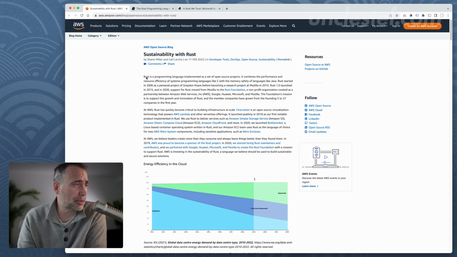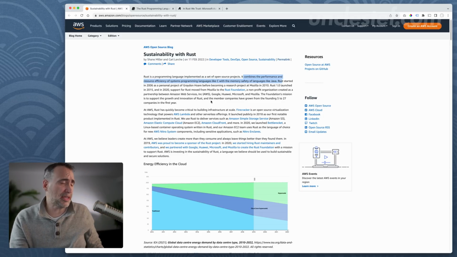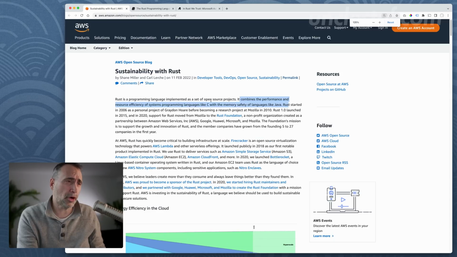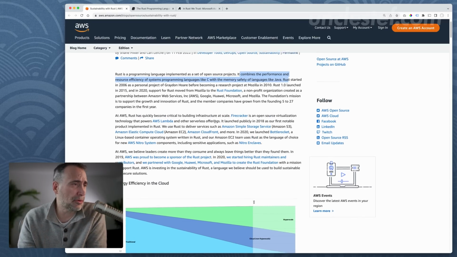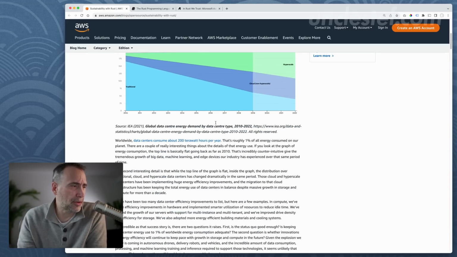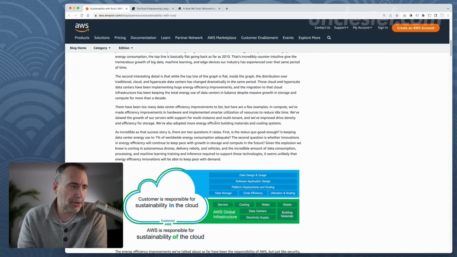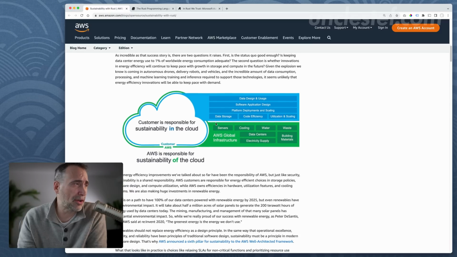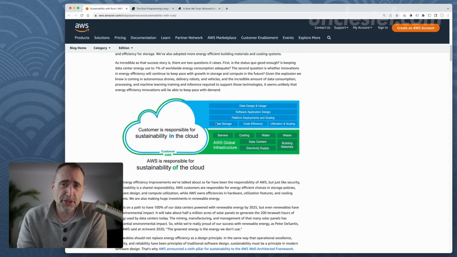So let me just jump into it. Rust is a programming language implemented as a set of open source projects. It combines the performance and resource efficiency of systems programming languages like C with the memory safety of languages like Java, although it achieves memory safety through other methods. It doesn't use a garbage collector, but that's another story. Anyhow, it doesn't really matter. So it goes on to describe how Amazon is implementing Rust and why. In a nutshell, Amazon finds that using Rust is very energy efficient and highly performant.